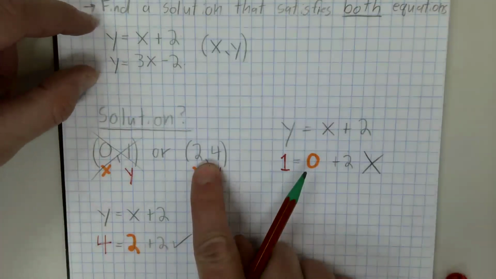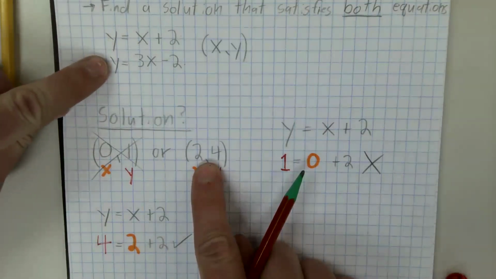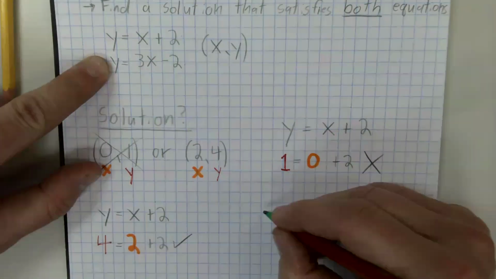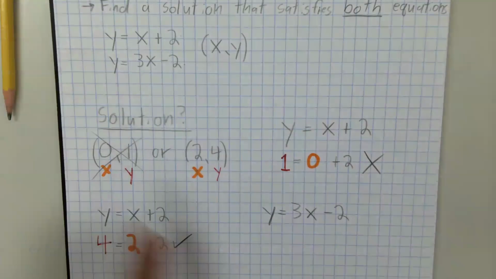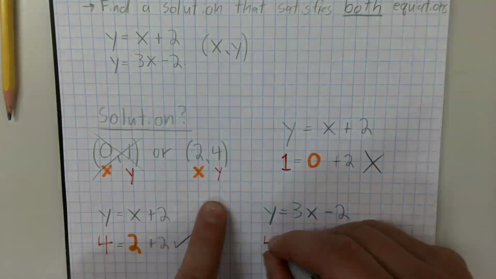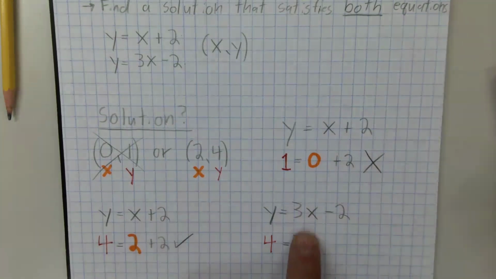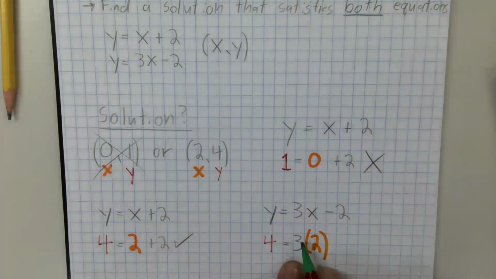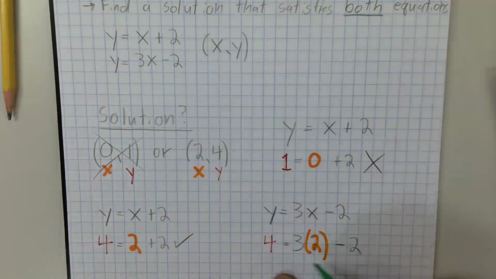But the thing is, it has to work for both equations, not just one. It worked for this one. Let's see if it works for this one. If it does, then we have a solution. So I'm going to rewrite the second equation, y equals 3x minus 2. And again, we're going to plug in (2, 4) for our x and y. So in place of y, it's going to be 4 equals 3. In place of x, I'm going to plug in 2. And remember, that's multiplication because it's saying 3 times x. So we're going to do 3 times 2 and then minus the 2.